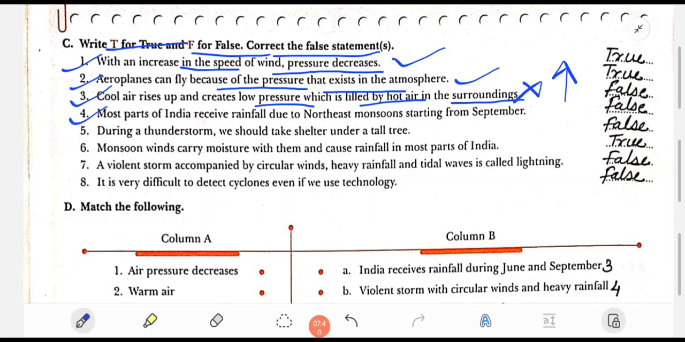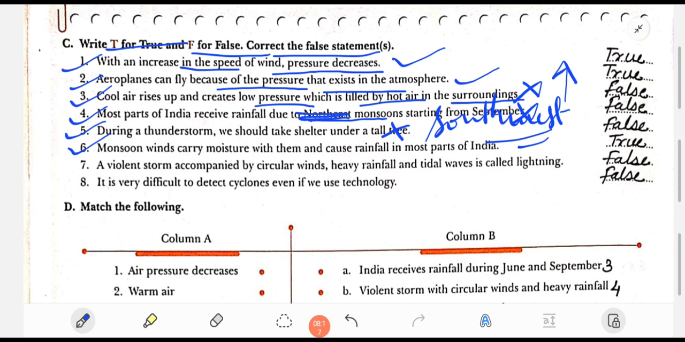Second is, most part of the India receive rainfall due to northeast monsoon starting from the September. This is false because here northeast will not come, here southwest will come, then it would be true, else it is false. Then fifth, during a thunderstorm we should take shelter under a tall tree. This is false.